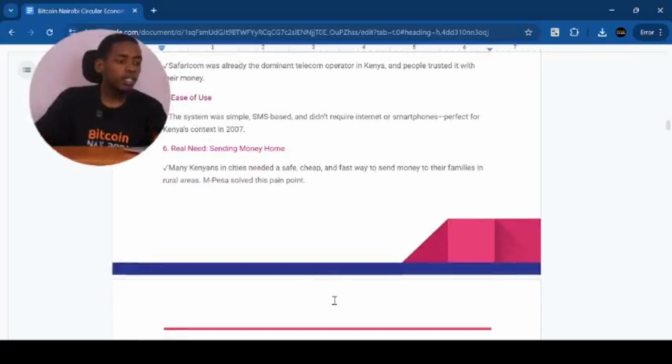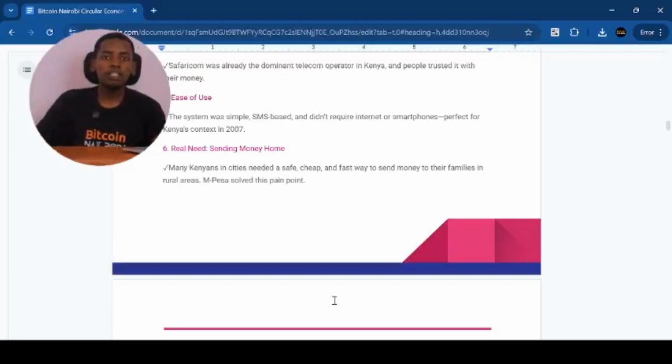Also, it met a real need: sending money home. Many Kenyans in the city, due to rural to urban migration, needed to send money back home, and they needed a very safe way to do it. When you are working in Nairobi, let's say in 2007, and you want to send your money back to Ushago, let's say in Naivasha, the only way was to send cash or carry cash yourself, which was very unsafe.